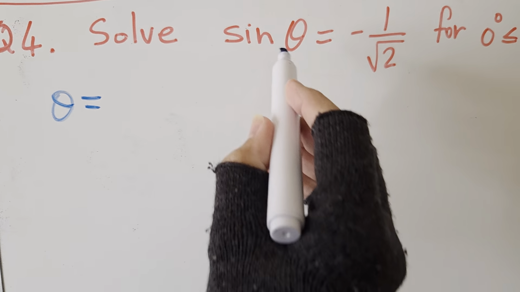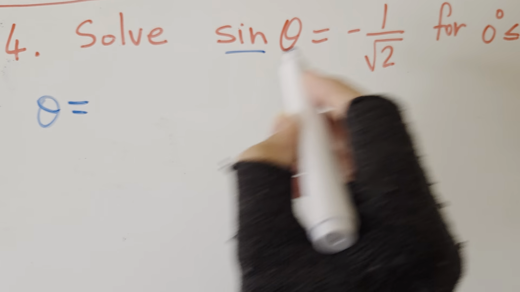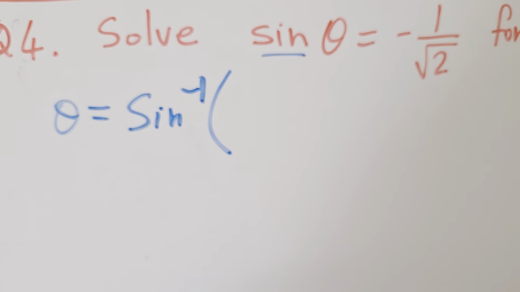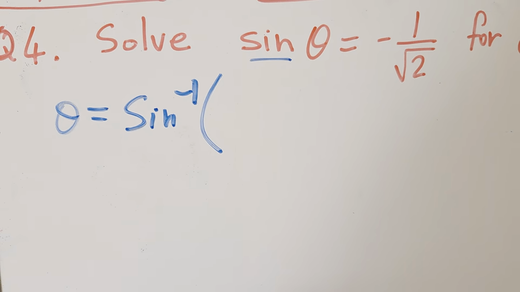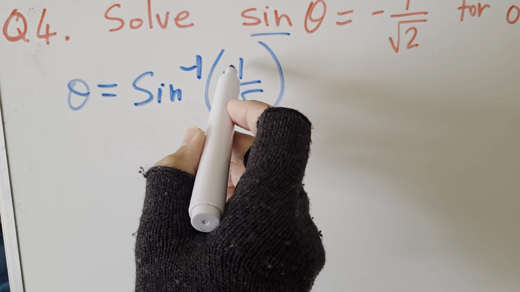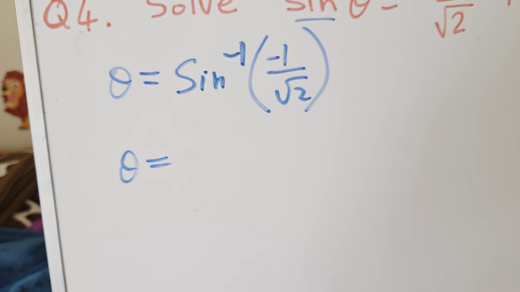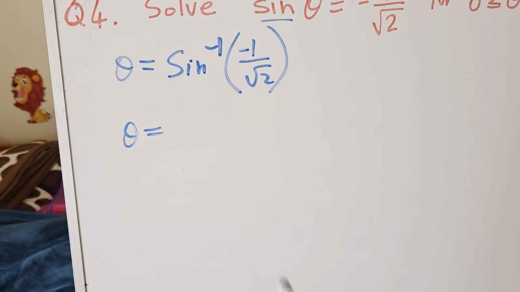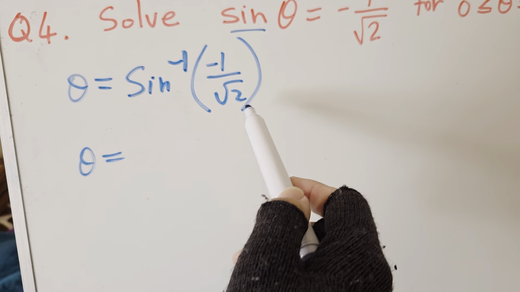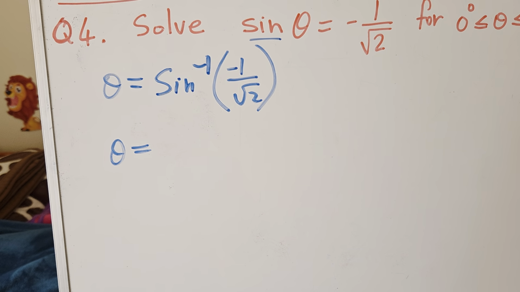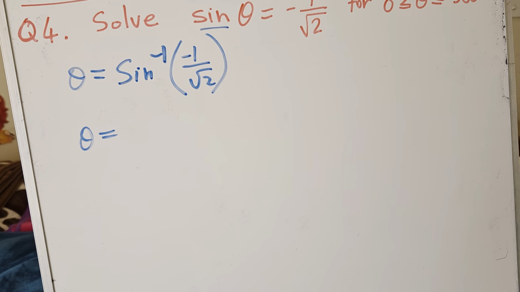will be equal to, sine goes the other side, becomes inverse sine of -1 over square root of 2. How do you find sine inverse of -1 over square root of 2? Just use the calculator. So theta will be equal to, on the calculator press shift sine and then open bracket -1 over square root of 2, close bracket, and then press equal, you'll get the value. Let's check on our calculator.